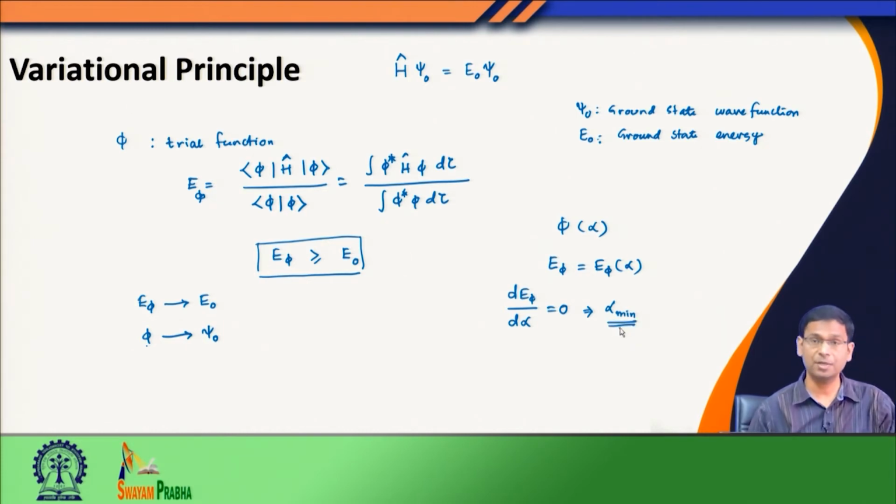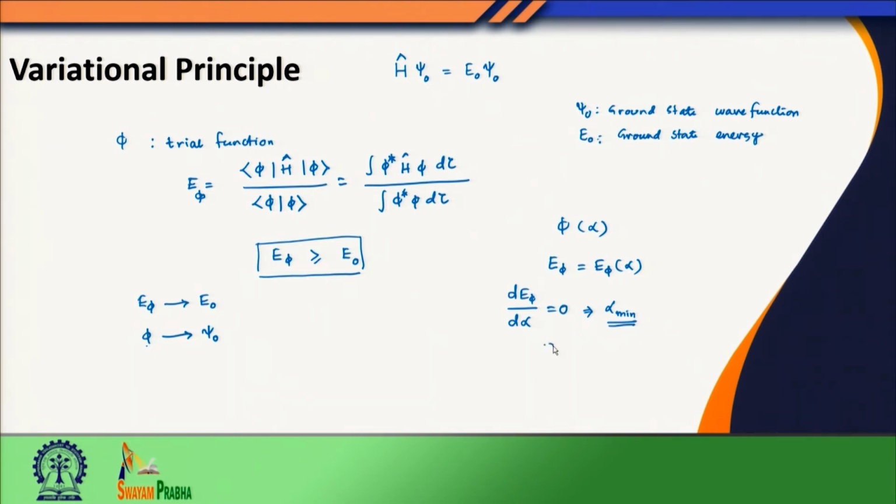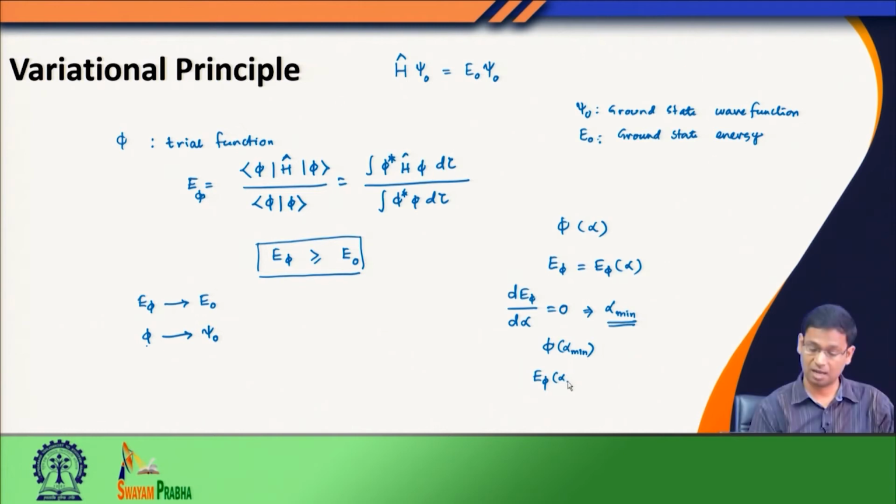Once I have this alpha minimum, what does it tell me? That this value of alpha corresponds to the lowest energy given the trial function you have. So, I put this alpha minimum into my phi function. This becomes my best approximation to the ground state. And what is the energy? The energy E phi at alpha minimum is the best approximation to E 0, and phi at alpha minimum is the best approximation to psi 0.